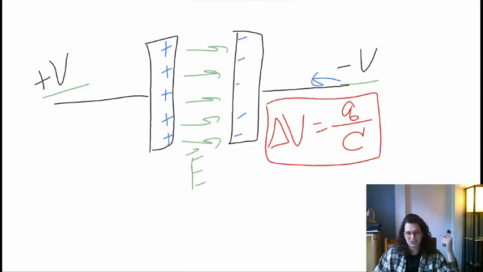You have to establish a potential difference. Now, how does the potential difference get established over these plates generally? Usually it's with a battery. So we're going to go ahead and do problem number 6.